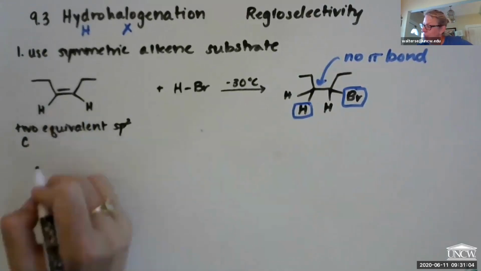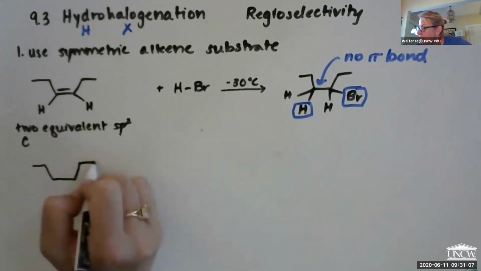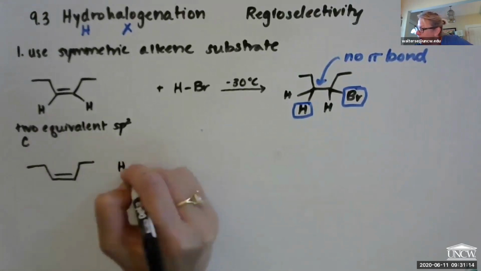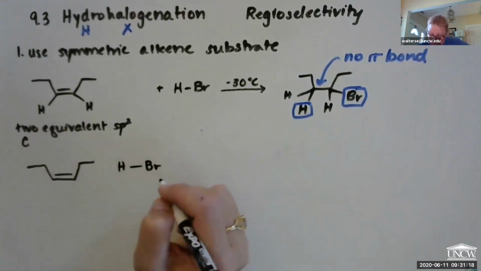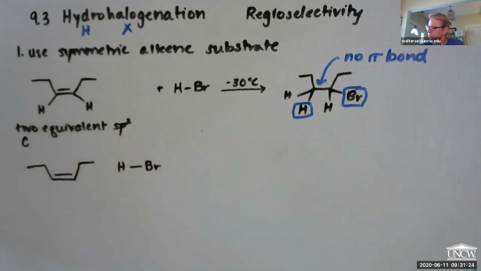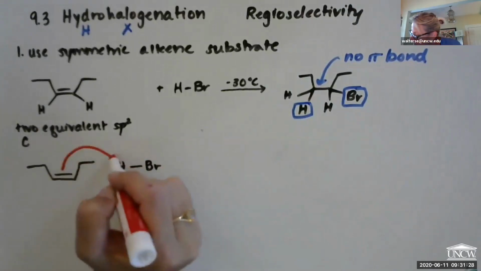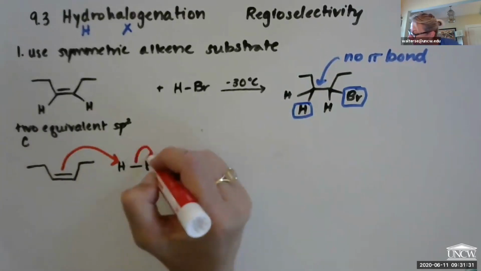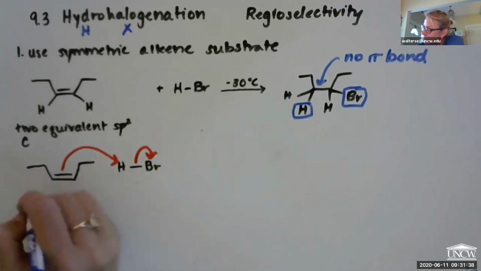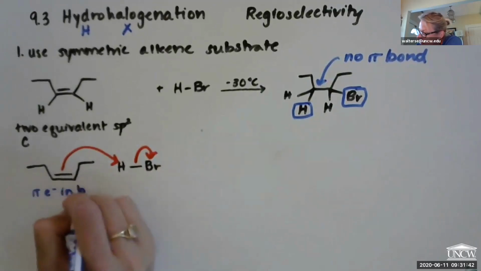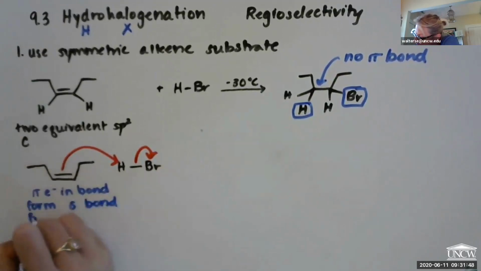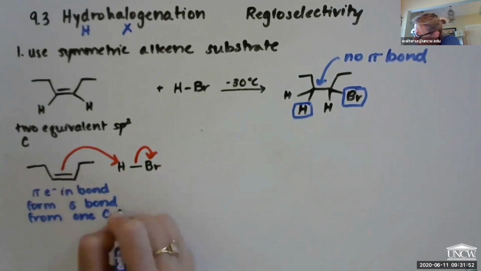Now this reaction, if we draw the mechanism for it, and in this chapter, if I show you a mechanism, you need to be able to replicate it. These pi electrons are going to act as a base and grab the proton. Kick off electrons to the bromine. Now what's happening in this step is that the pi electrons in the bond will form a sigma bond from one carbon to the hydrogen.